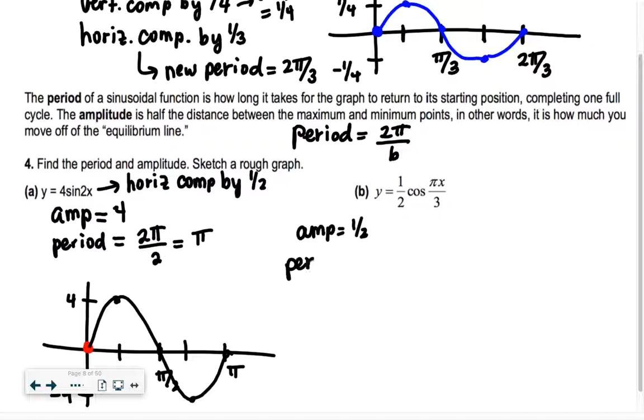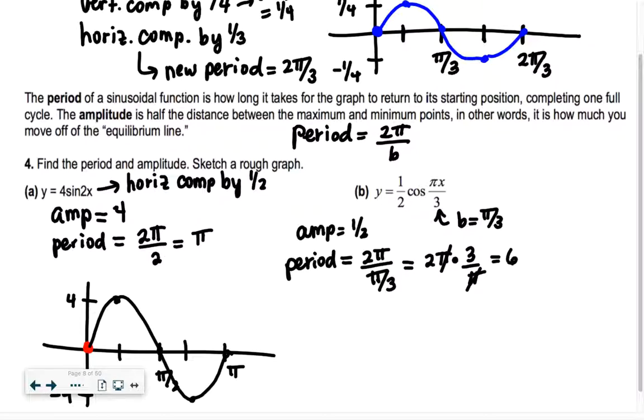And our period was originally 2 pi, but our b value is pi over 3, right? There's a pi in there, which is kind of weird, right? If it had just been 1/3 x, you would just take your 2 pi and multiply by 3, and you'd be like, oh, my period's going to be 6 pi, right? But we have a weird pi there. So we're going to divide out by that pi over 3, which ends up multiplying by 3 over pi. So your period is actually just 6 units long. It does not involve a pi at all.